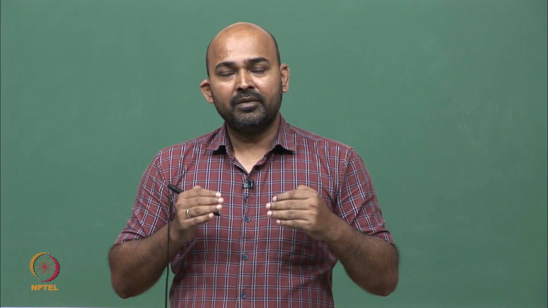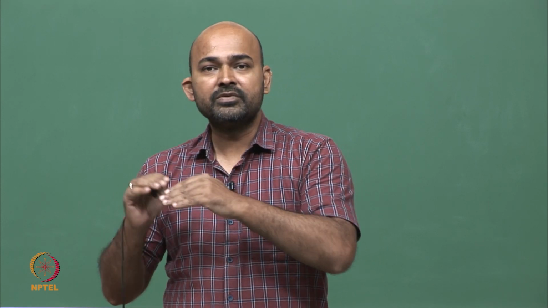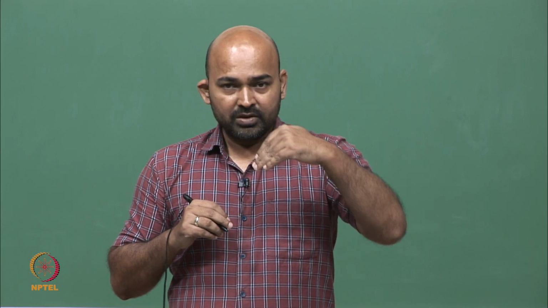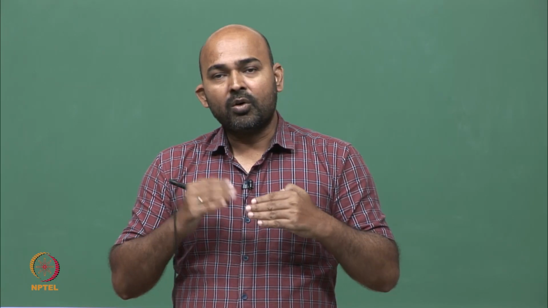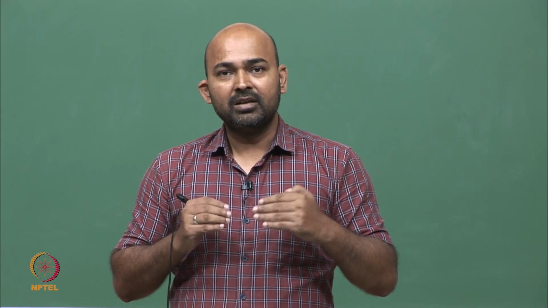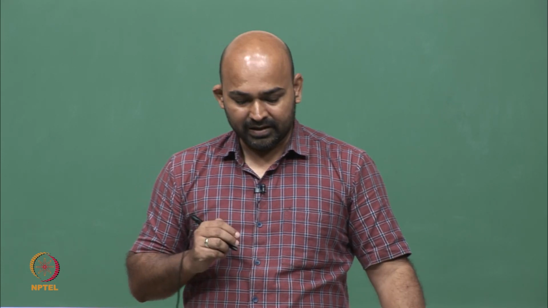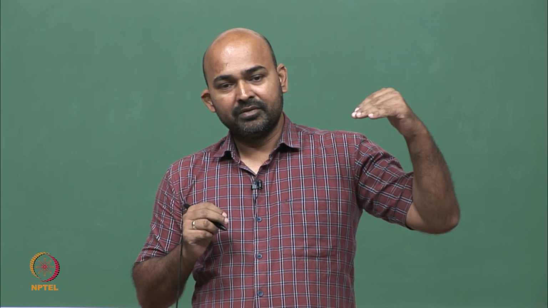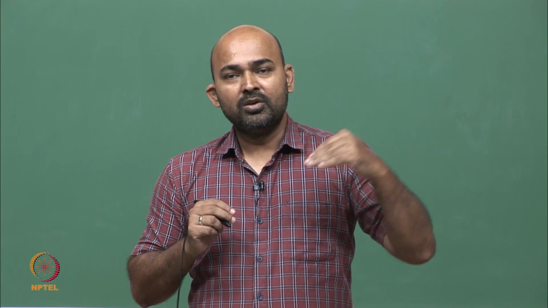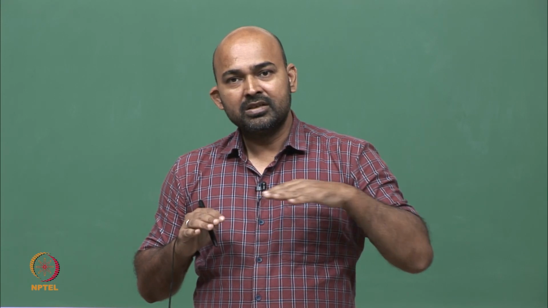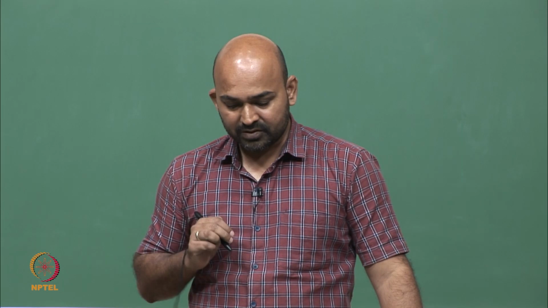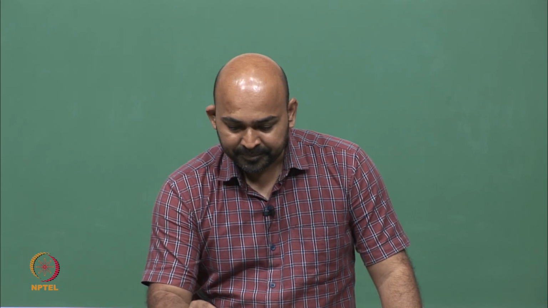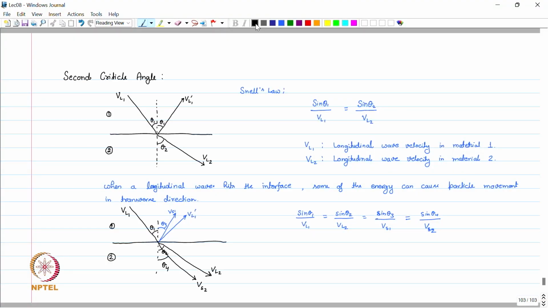When theta 4 also becomes 90 degrees, that theta 1 is now called the second critical angle, and this is the angle at which we get the surface wave generated on the material. So when we hit the surface by a longitudinal wave at this angle, a surface wave is generated, and this surface wave will now travel on the surface of this piezoelectric material. So this value is called the second critical angle.